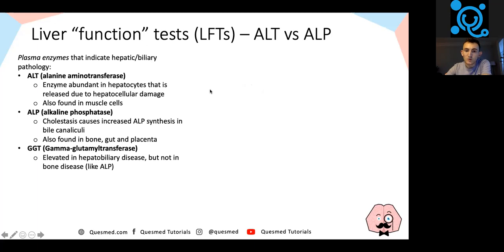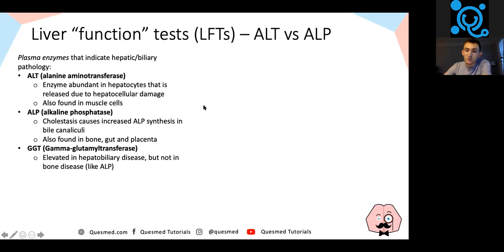Do autoimmune causes also increase ALT above 1,000? It tends not to be above 1,000 with autoimmune causes. It tends to be much lower than that, actually.